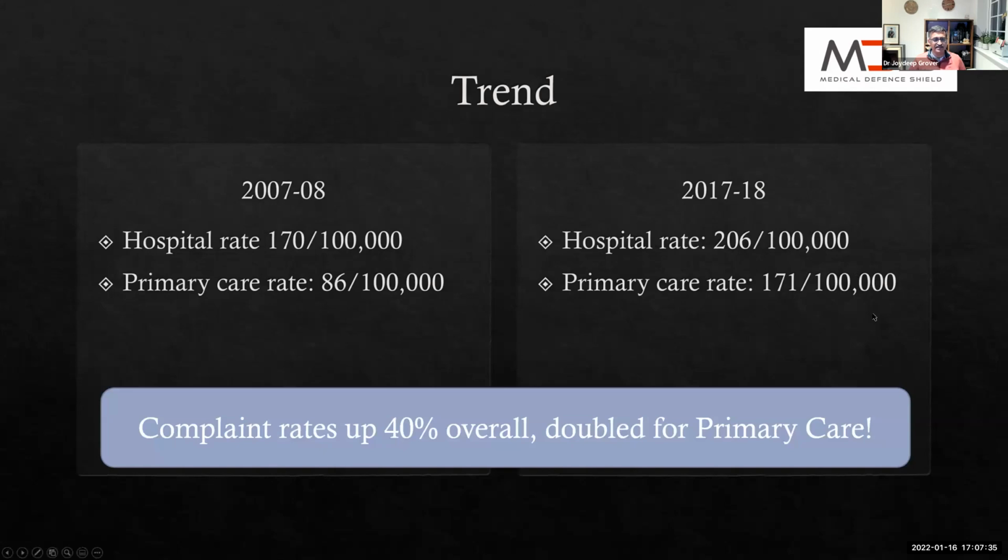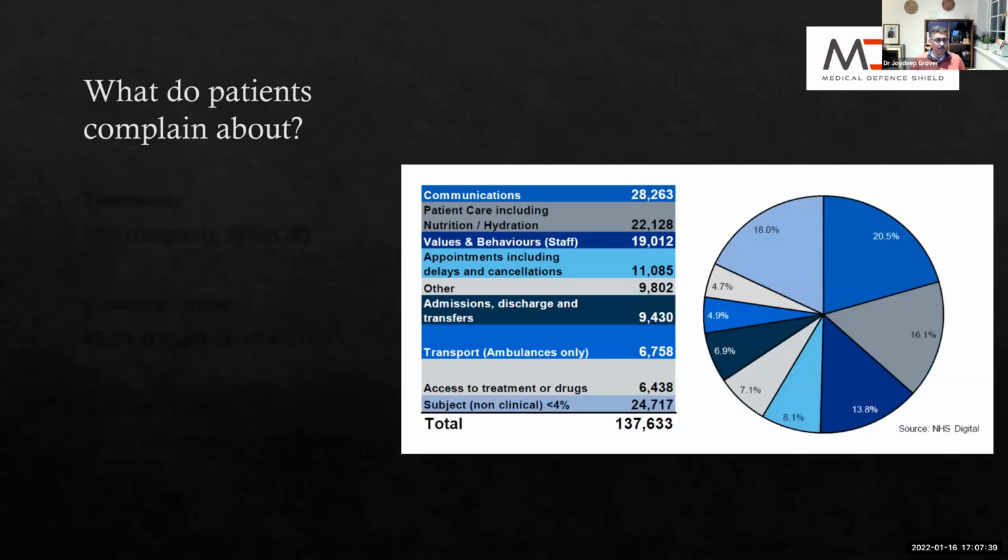Complaint rates going up significantly, primary care really going up a lot. So what do patients complain about? There's a pie diagram there, and you can see communications at the top of it. Patients are generally unhappy mainly not about whether you made the right diagnosis or not. Most of the complaints are: the doctor was rude to me, the nurse was rude, I couldn't speak to them, they didn't listen to me, they were dismissive. That's the values and behaviors part of it.